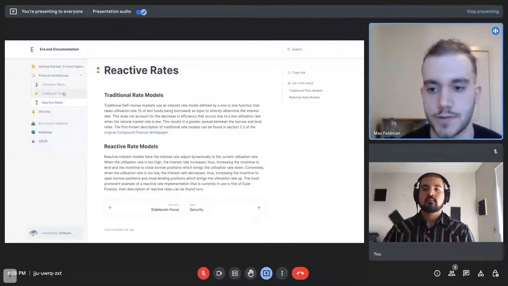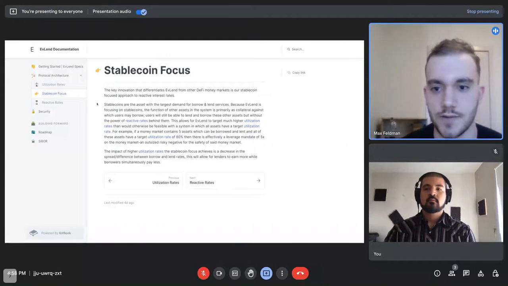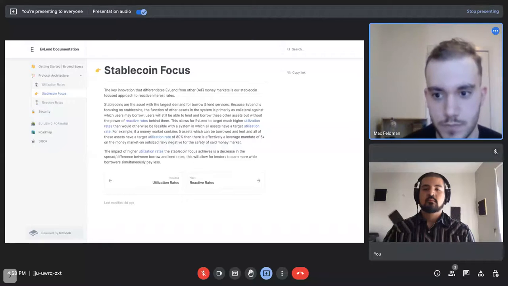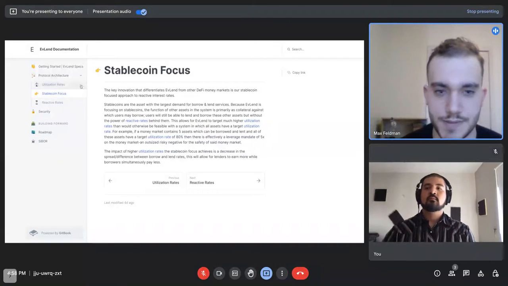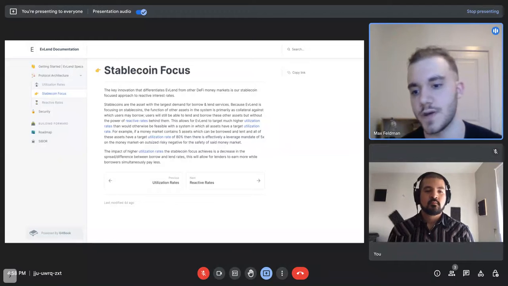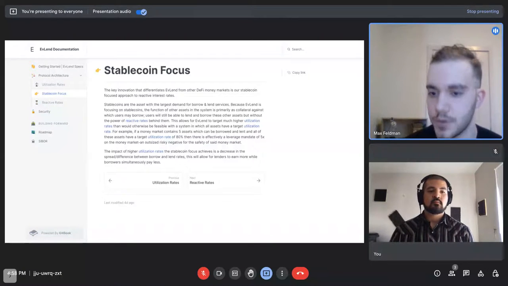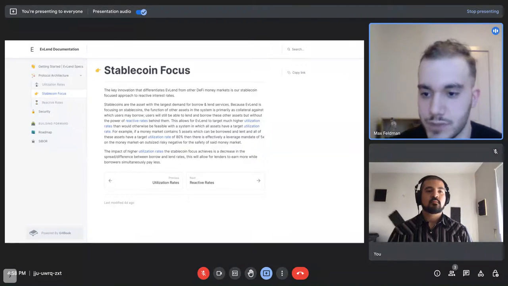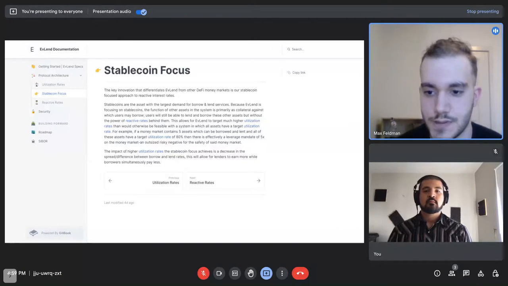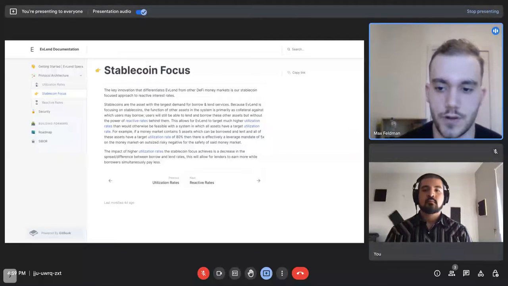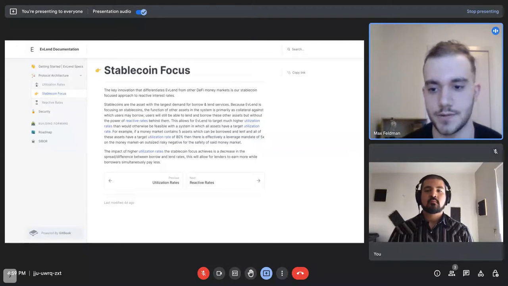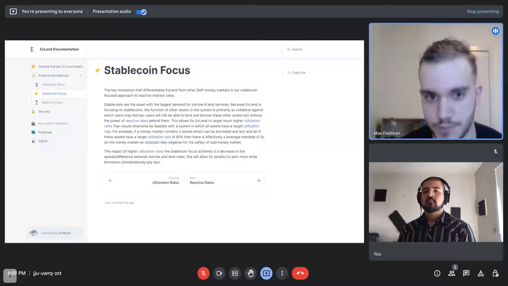And now let's talk a little bit about the drawbacks of reactive rates and how we get around them, what our model is. So our big difference between us and the other reactive rate protocols out there is that we have a focus on stablecoins. The reason we chose to focus on stablecoins is quite simple. Stablecoins have the largest demand for borrow and lend services, so they're a natural selection for an asset category which we focus on.